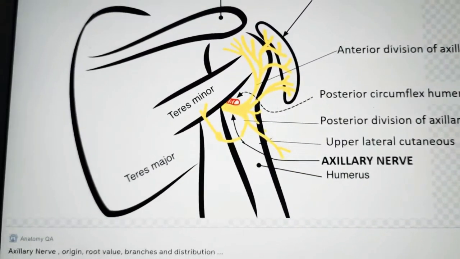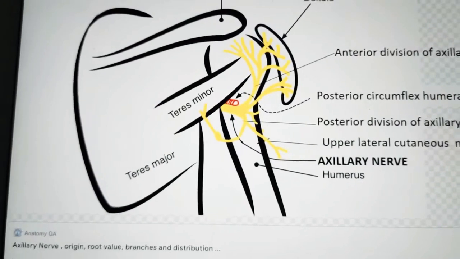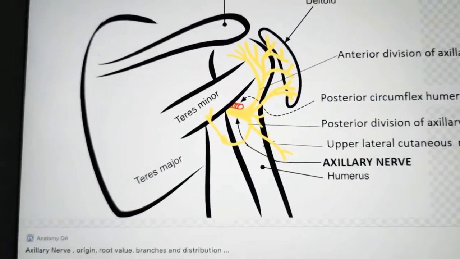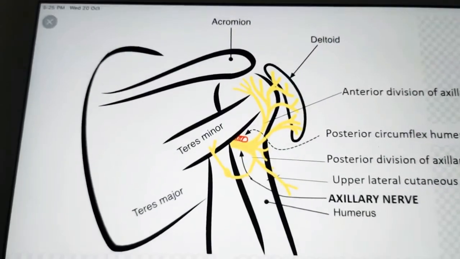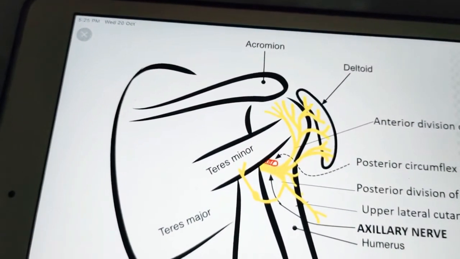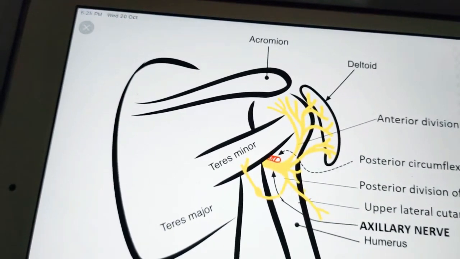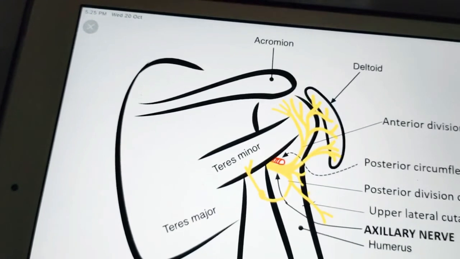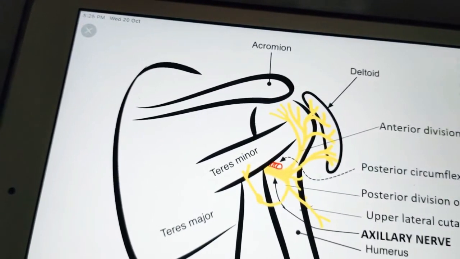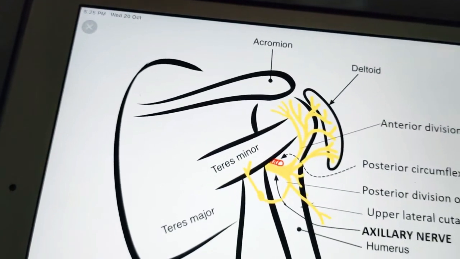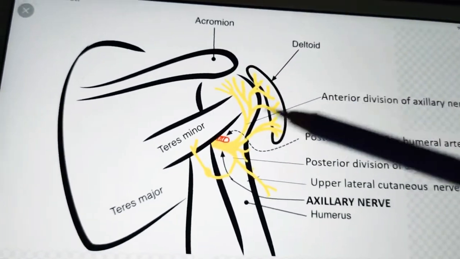Coming to its course, the axillary nerve courses through the lower part of the axilla into the quadrangular space. Do you know what the quadrangular space is? We discussed it in the previous video. In the quadrangular space, superiorly you will have the teres minor, medially the long head of triceps brachii, laterally the humerus, the medial border of the humerus, right, and inferiorly the teres major, right? So that is the quadrangular space.